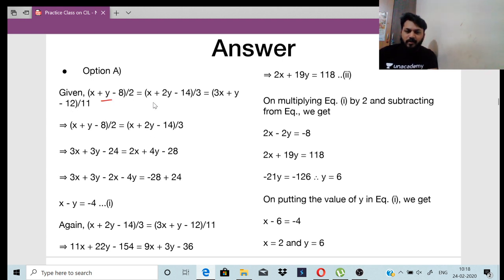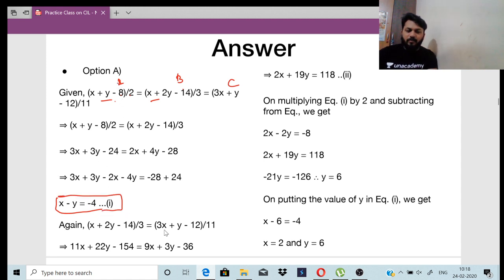So the first two I am taking into consideration, solving this to get the equation. (x + y - 8)/2 is equal to (x + 2y - 14)/3. I am taking these two equations. So it is A, B, C. First I am taking these two and solving the equations.